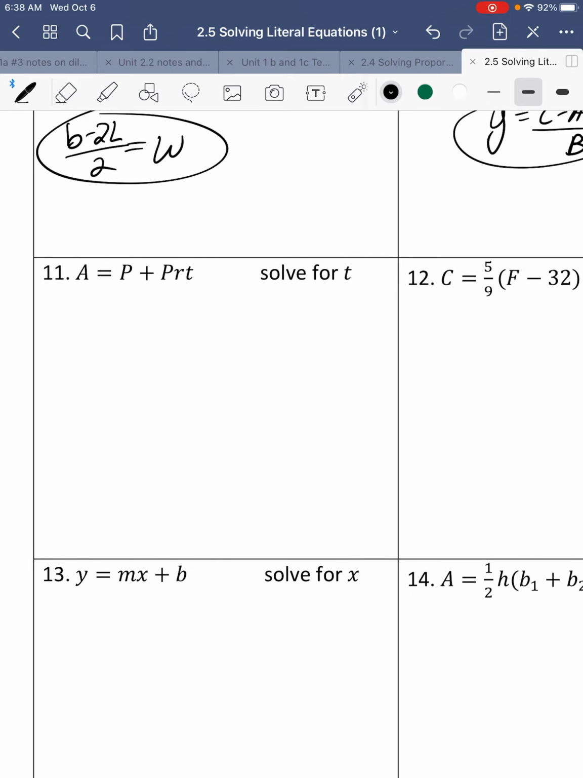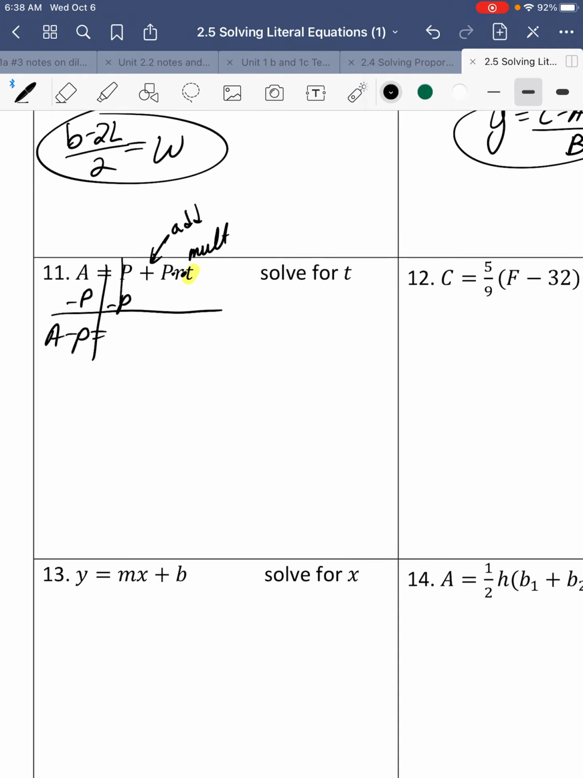All right, 4 more problems. Solve for t. T is here. What are the operations? We have multiplication, and we have another multiplication, and then we have addition. So let's look at this. The addition was first, so what's being added? The p is being added, so we're going to have to subtract p.